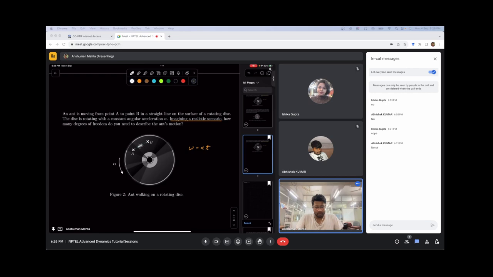Okay, so the answer is it all depends on the ant's will. Because you have seen when ants are walking on, let's say, some plate or something and you shrug them off, but they are not moving a bit. They will just hold on to the plate. Do you remember those times? So actually this is also something like that.